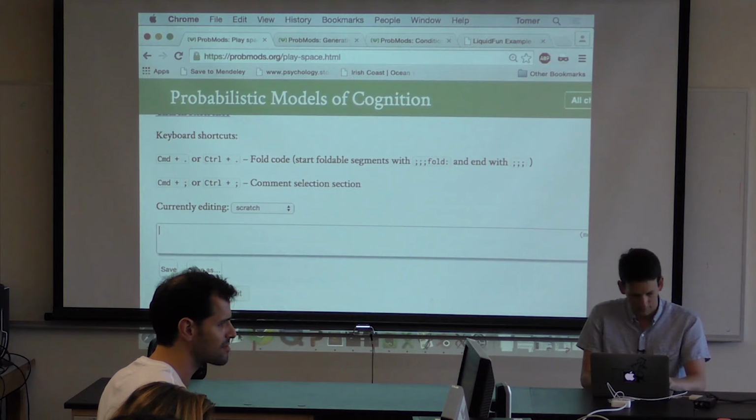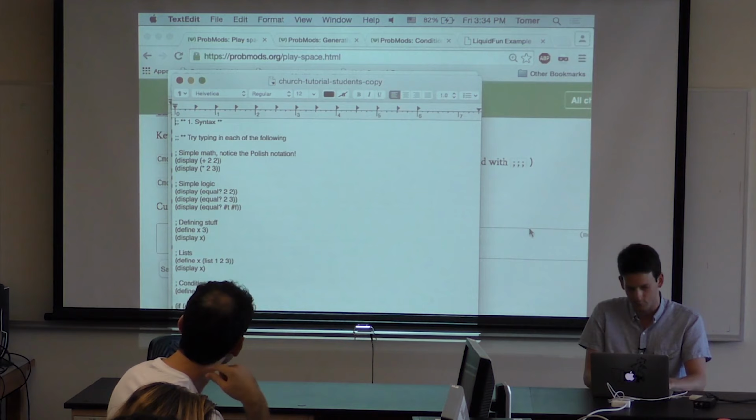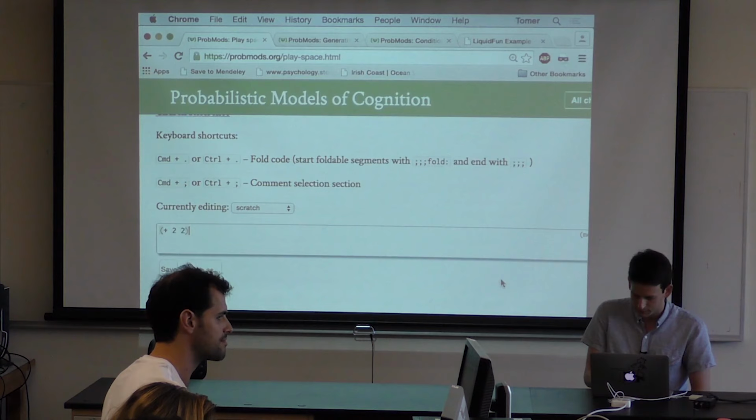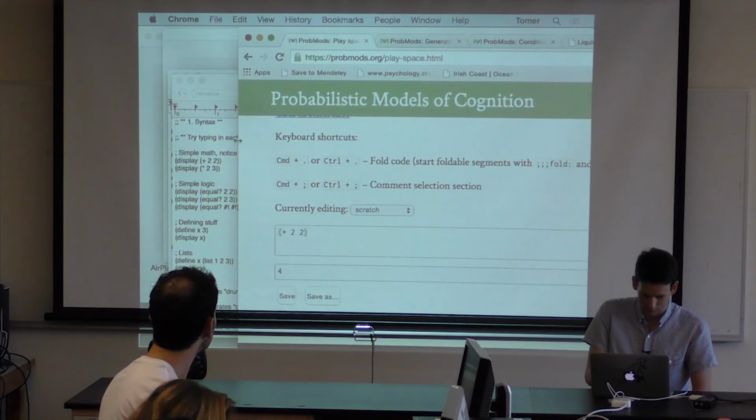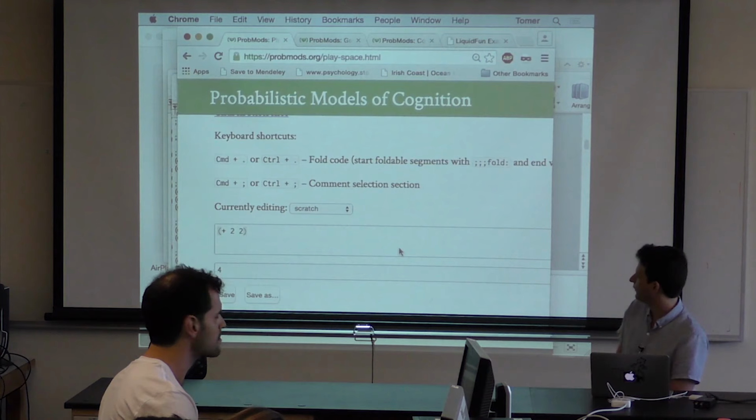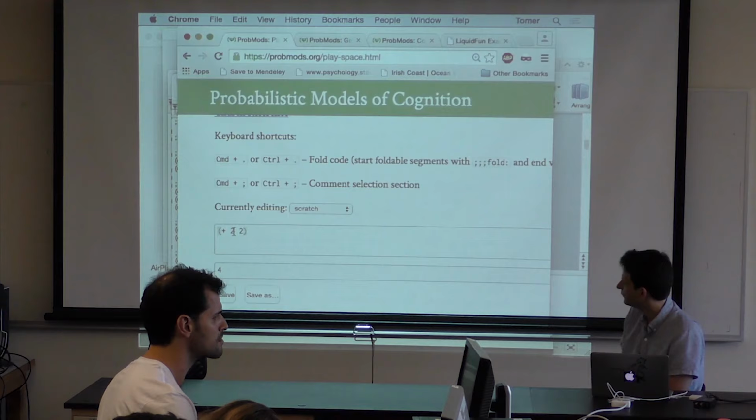We'll start off with some very, very simple stuff that you should already have in the syntax for the Church tutorial. Just try either pasting in or typing in things like this. Let me adjust this screen so that you can see it. Does everyone see over here? I've done plus 2, 2, and the result is 4.